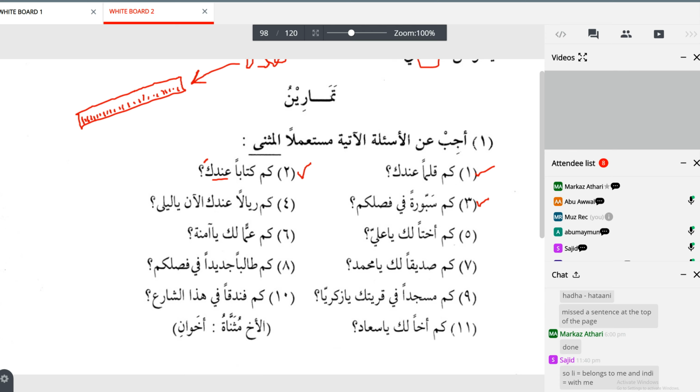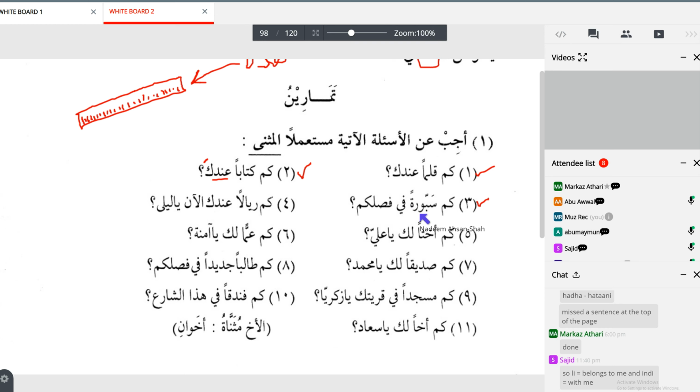كم سبورة في فصلكم. Good, well done, barakallahu feek. And sabura means saburatun means chalkboard. Blackboard. Yeah, exactly, whiteboard or chalkboard. Whatever. Something like that.